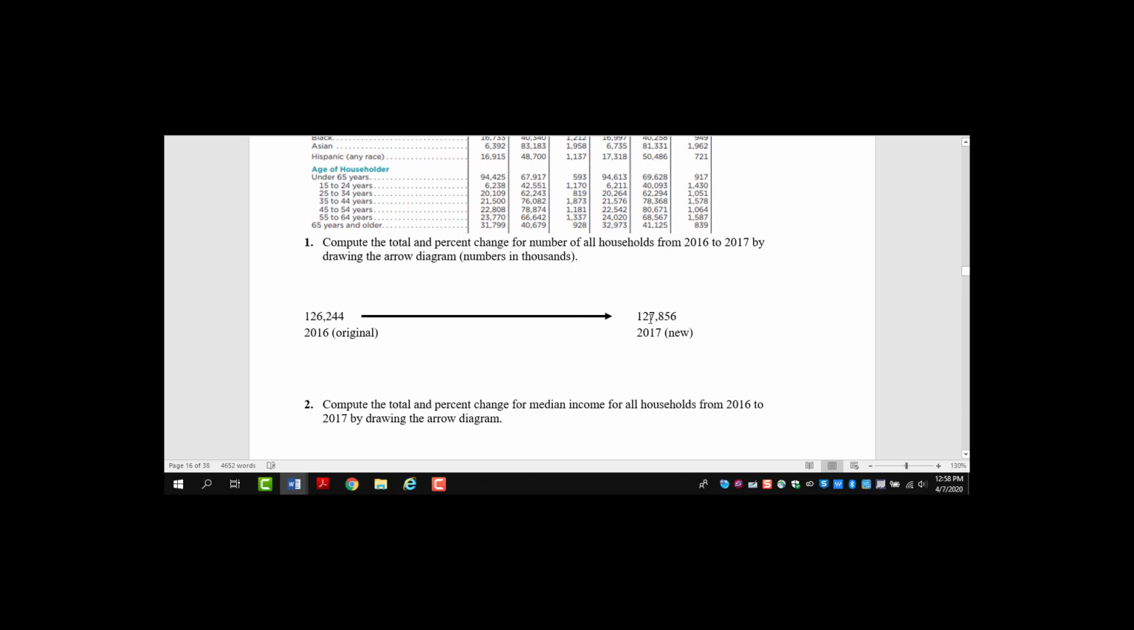Now here I'm just going to find the difference between these two, which is just a matter of subtracting one from the other. So there we have the total change, 1,612 increase of 1,612 households. So now I'm going to do the percent change, which is just the difference divided by the original scaled to 100. So you might want to think about that, and I'll put up the answer.